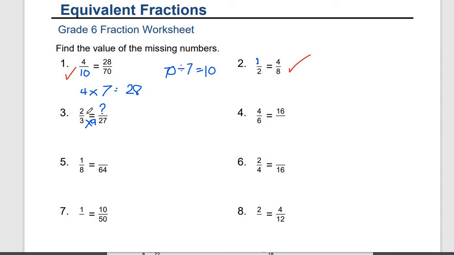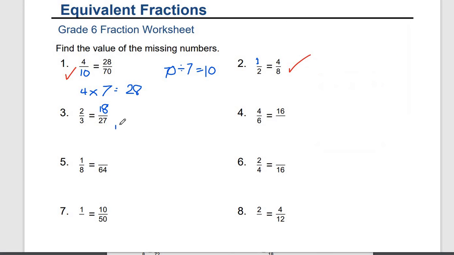And if we do the same to the denominator, we do the same to the numerator. So then we work it out. 2 times 9 is 18. So this means that our question mark will be 18. Now if you divide 18/27 by 9 on both, you get a total of 2/3, which, as we see here, we know is equivalent and that our working out is right.